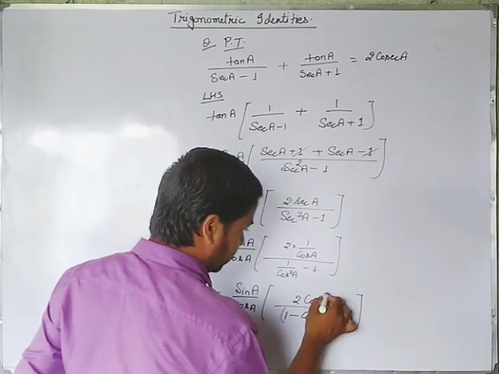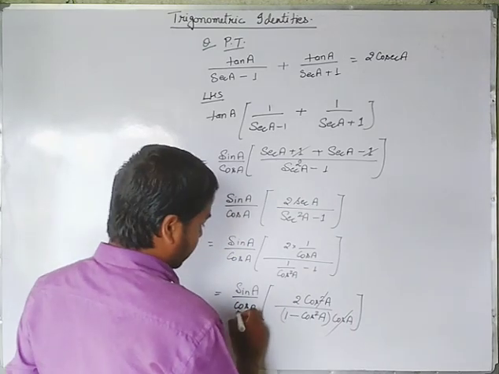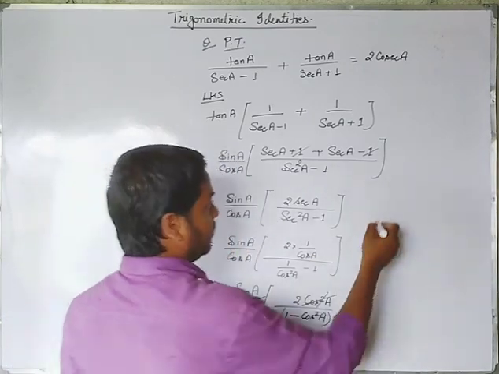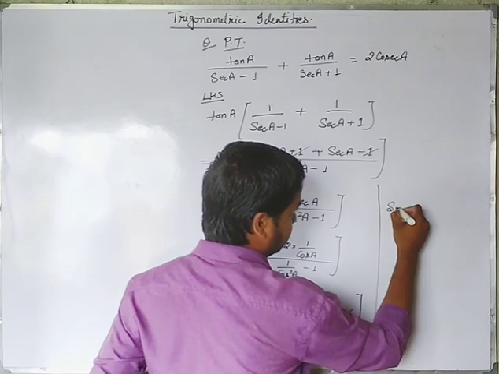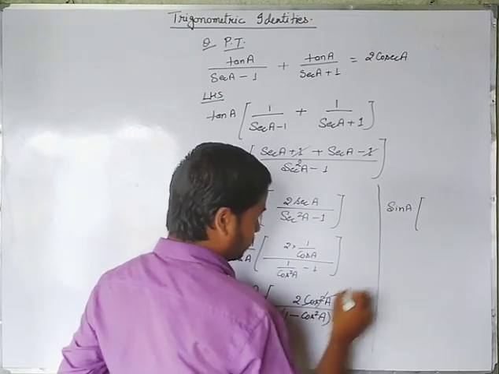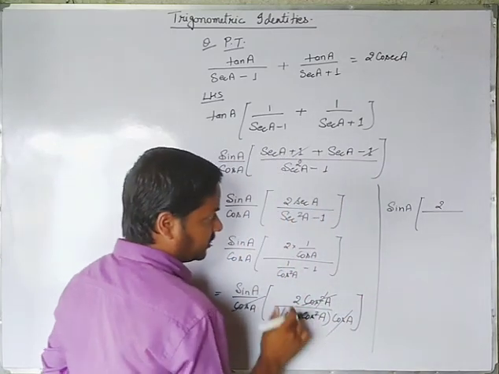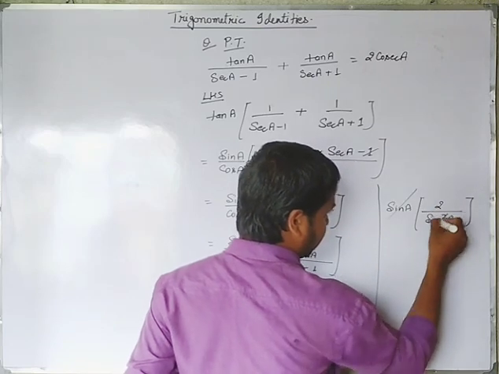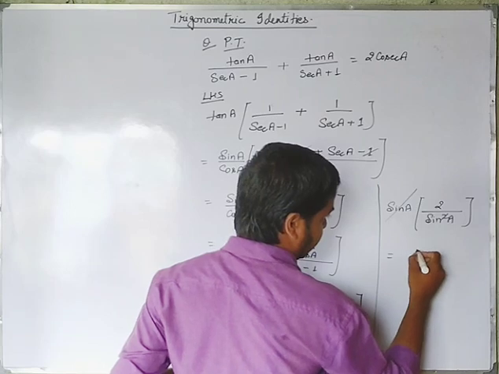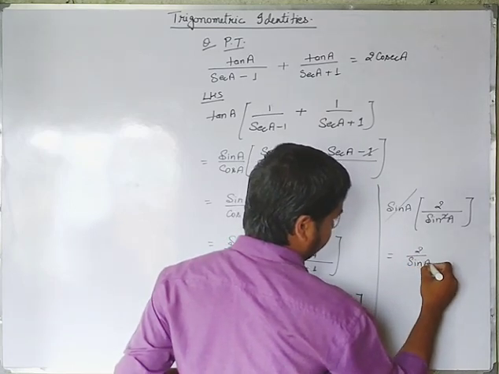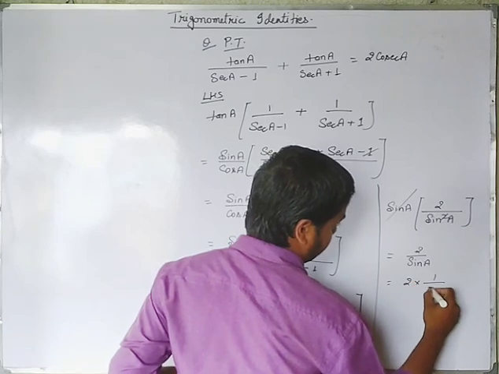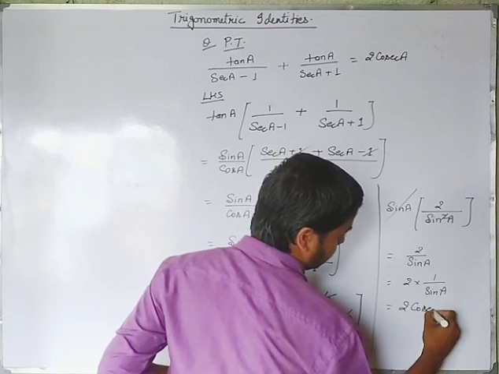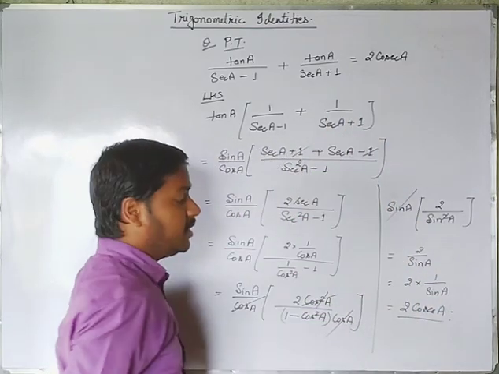See, this cos A will cancel the square one. Here in the multiplication, this cos A will cancel this cos A. We will have here sin A into 2 divided by 1 minus cos square A, which is equal to sin square A. This sin A will cancel one of the square, then we will have 2 by sin A, which can be written as 2 into 1 by sin A, and 1 by sin A means cosec A. So 2 cosec A, and hence that is our RHS.